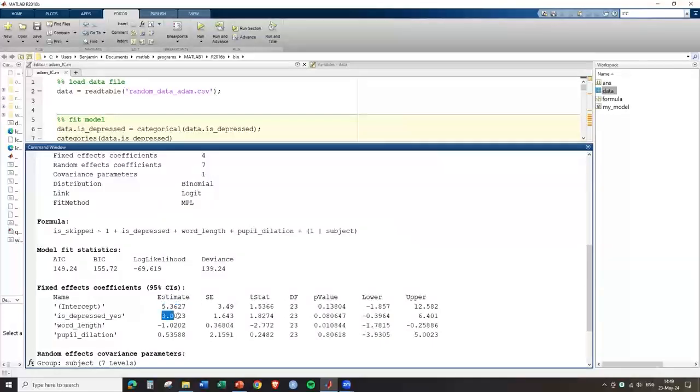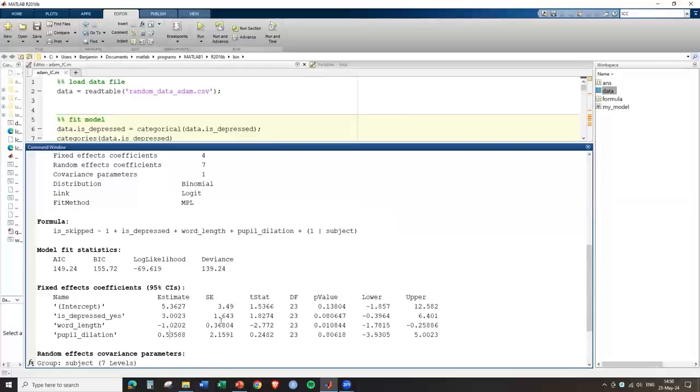This is for the is depressed, yes. It means moving from healthy to depressed, right? From the reference group to the yes group. Okay. We see it increases the probability of skipping a word. I see it because the coefficient is positive. Word length decreases the probability of skipping the longer the word. Yeah, but this is a true finding. Longer words are harder to skip. Pupil dilation kind of increases, but less.